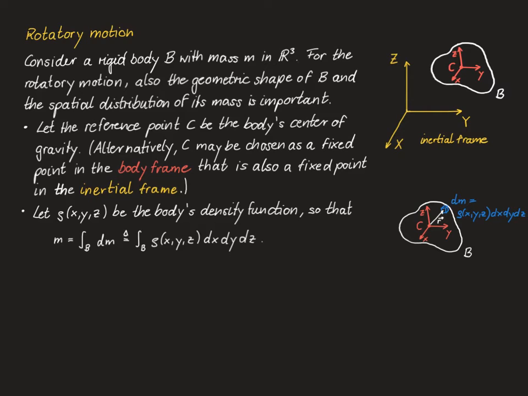so that the mass of an incremental element of the rigid body, dm, is given by the density function rho of x, y, and z at this location here times the incremental volume of that little element. In particular, the mass m can be computed by summing up over all of these incremental mass elements of the rigid body, which in other words is equal to the integral over the volume of the rigid body of the density function rho of x, y, and z.